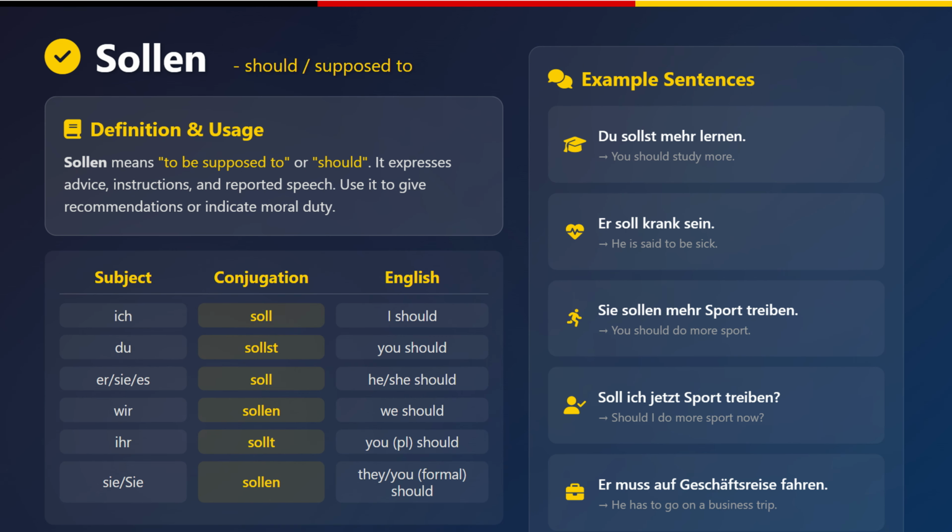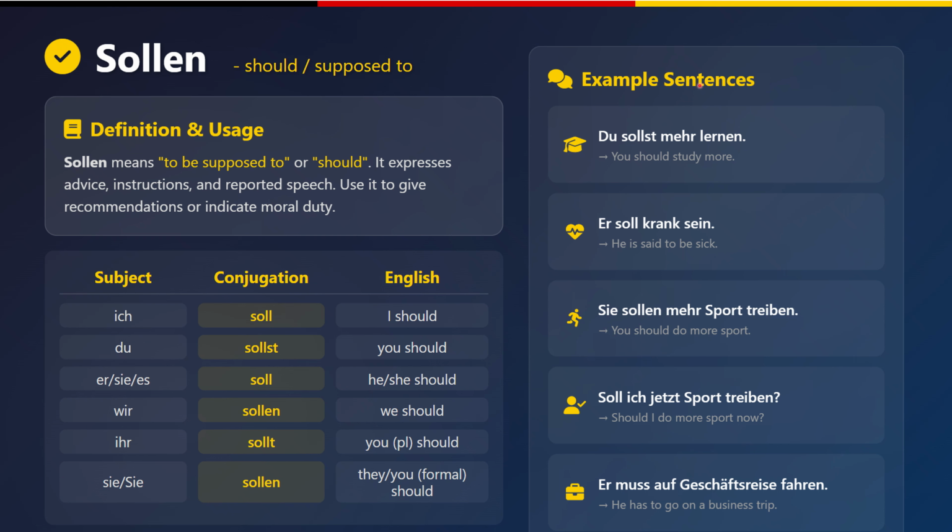Sollen means should or supposed to. It is used for advice, instructions, moral duty, or reported speech. The conjugation forms are ich soll, du sollst, er/sie/es soll, wir sollen, ihr sollt, sie sollen.